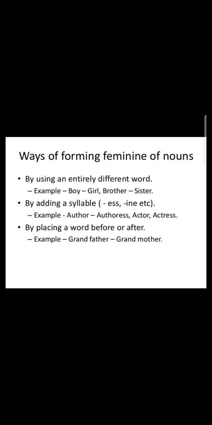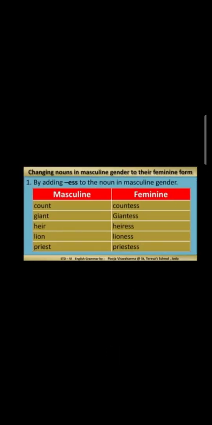So see the first one, by adding ess to the noun in masculine gender. We must add ess at the end of the masculine words. Then only we get a feminine noun. See the examples: count, countess, giant, giantess, heir, heiress, lion, lioness, priest, priestess. So these are the examples for this first way.